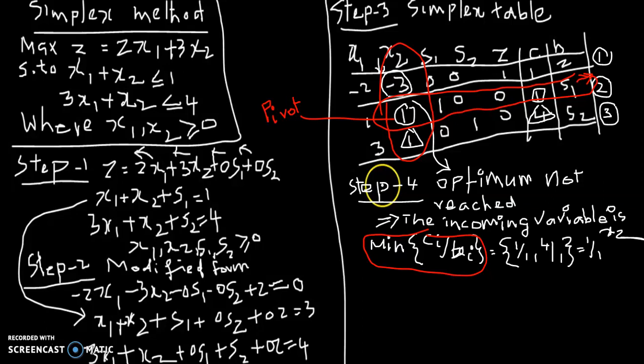Now we have to find the pivot element. Pivot element means the intersection of the incoming variable and outgoing variable. The intersection of the incoming variable and the outgoing variable is this, and that is called the pivot element. Our aim is to make this pivot element 1 and this element 0, by using this particular row, equation number 2. By using equation number 2, we have to make here 0 and here 0. That is our next aim.